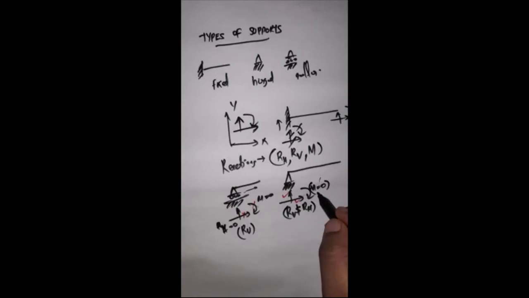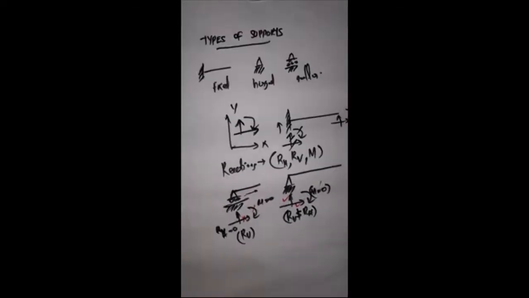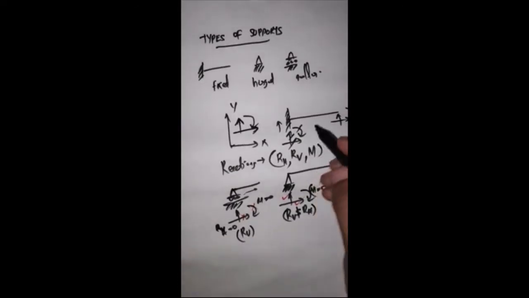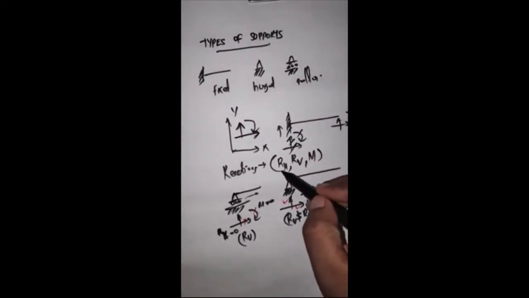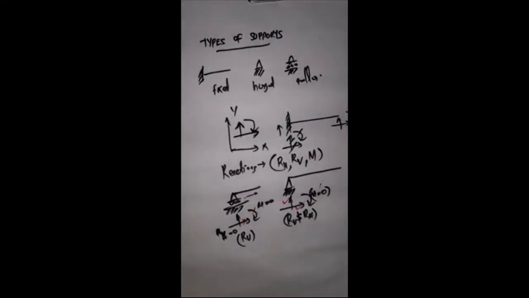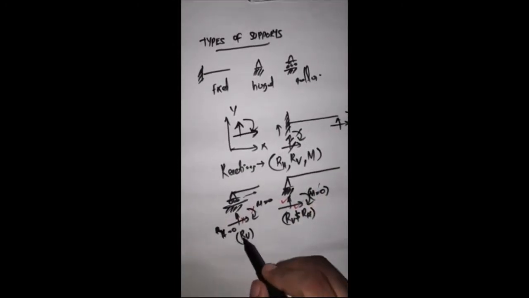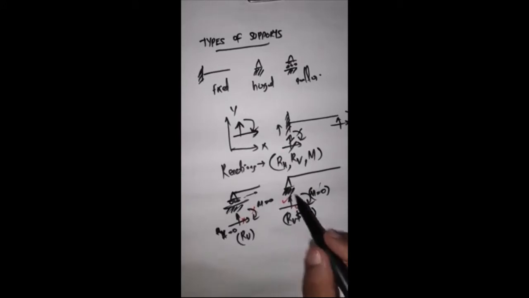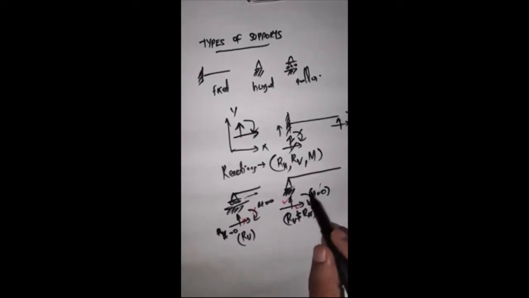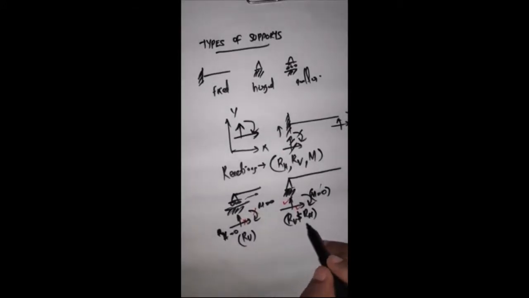So in the case of a fixed beam, there will be horizontal, vertical and moment reactions. In a hinged beam, there will be no moment, but there will be a vertical and horizontal reaction.